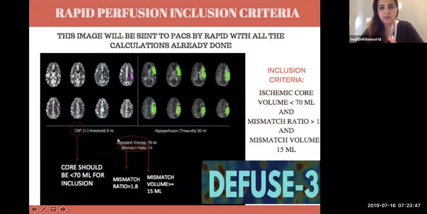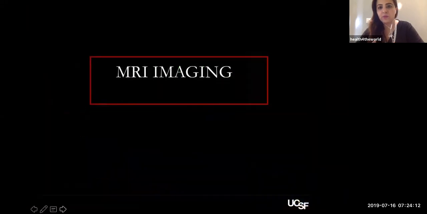We just installed a RAPID software for automatic calculations of the core and the penumbra. There are multiple other softwares available for automatic calculations. These can also be done just visually. We have been doing it just visually without any calculations for a long time. But since the new trials, especially for late stroke, especially if there's a neurointerventionist, the softwares can be used. Okay, so we talked about CT perfusion. The CT perfusion helps us analyze whether there is any viable tissue or not.